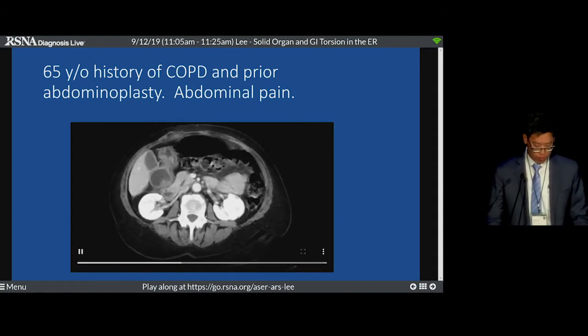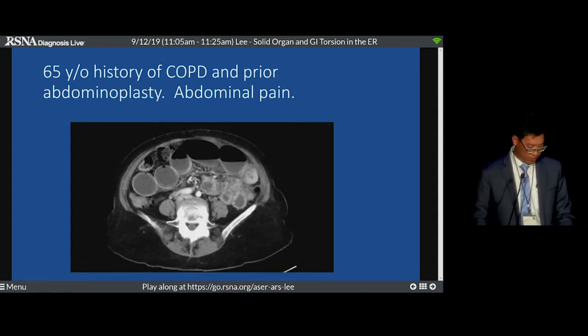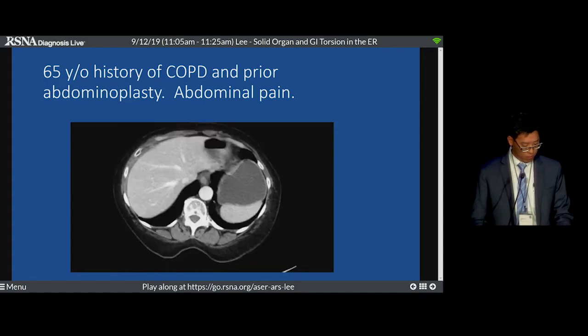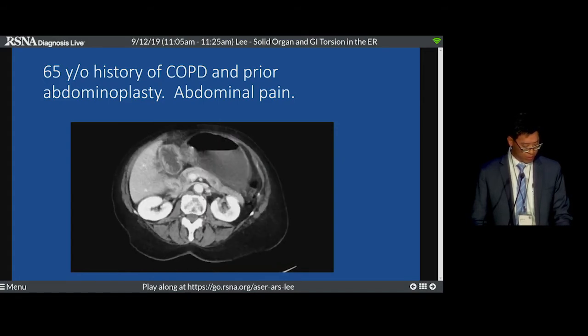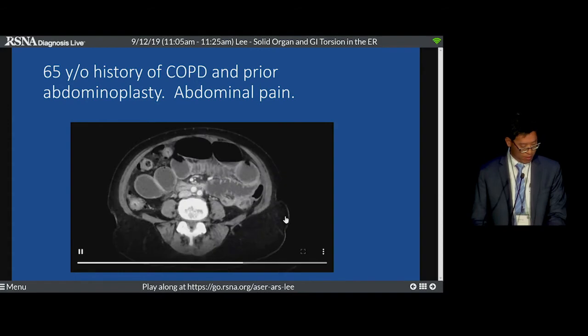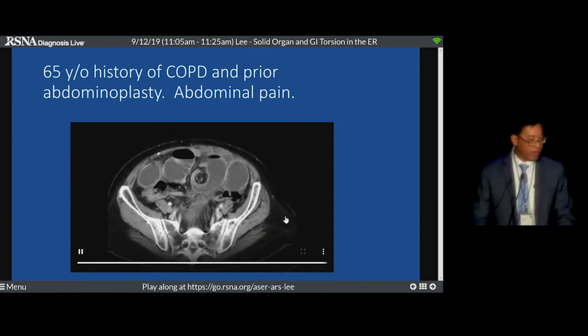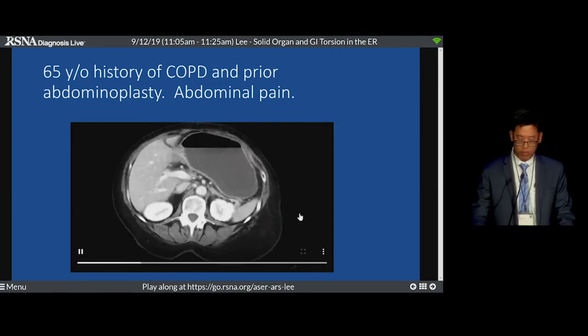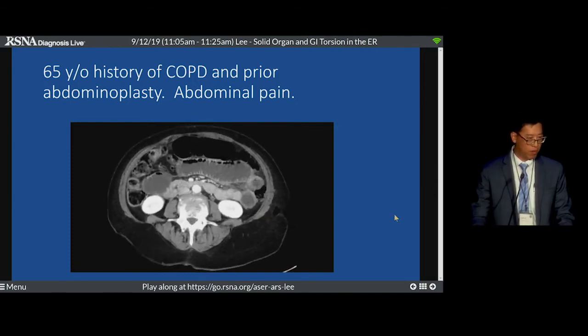So with that said, hopefully everybody has had time to get their devices open. This movie will loop, and I'll let it play for a couple of times. The first case is a 65-year-old woman with a history of COPD and abdominoplasty presenting with abdominal pain. If you're using your iPhone device, sometimes you have to press play to allow it to go.